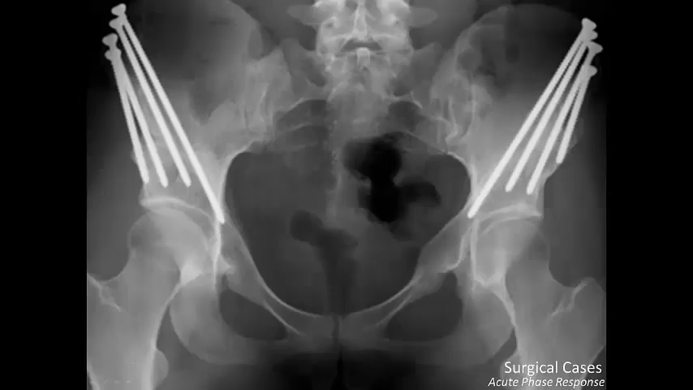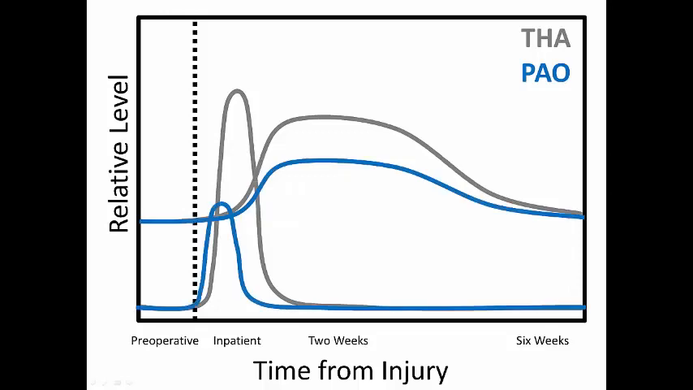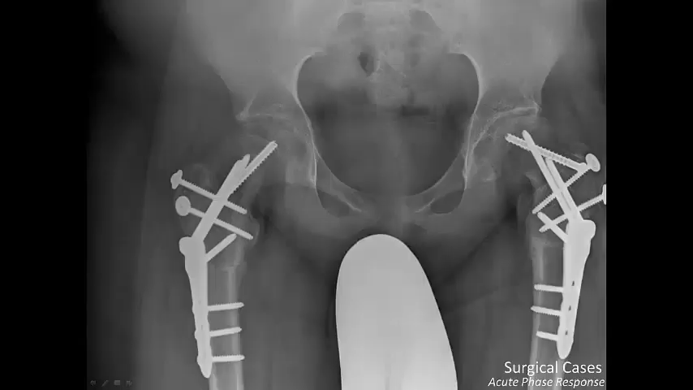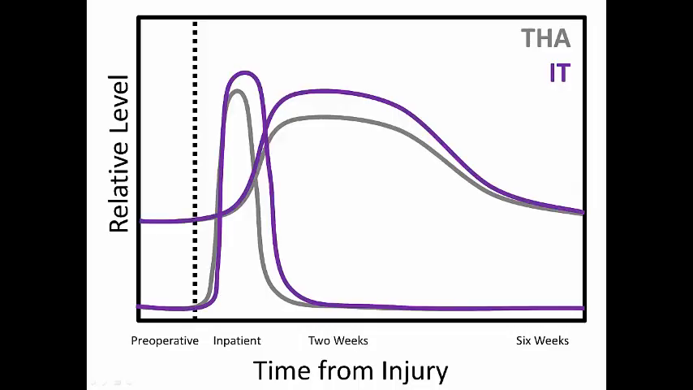Observed in the wards, patients undergoing a PAO ambulate sooner and recover faster. How does a PAO compare to a total hip? From preliminary data, there is a dramatic drop in postoperative acute phase reactants in PAOs compared to THAs. A PAO is less inflammatory. How do intertrocks compare? We see that intertrocks have an elevated acute phase response that exceeds that of a total hip.